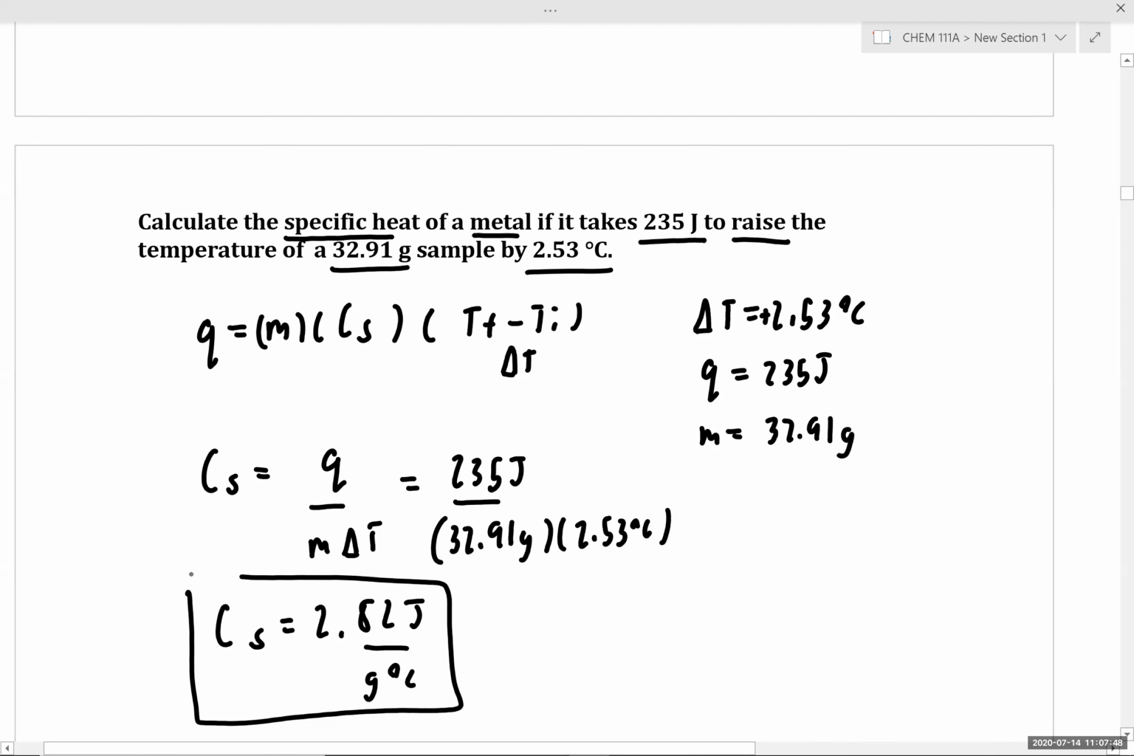So we can use this information and equation to calculate any of these variables if we're given a set of known quantities. Does that make sense to everyone? So we have the tools available to calculate specific heat. Or in other words, to calculate the specific heat capacity. What does it say on the bottom? 2.82 joule per gram degree Celsius.